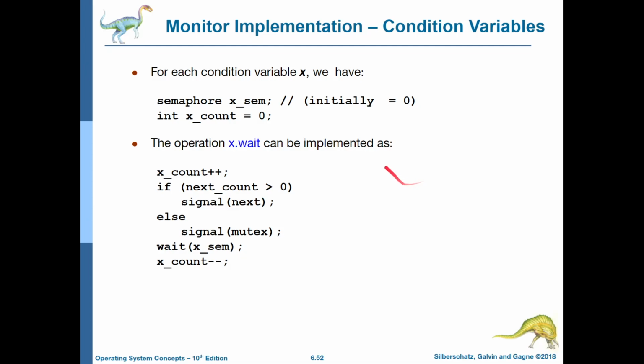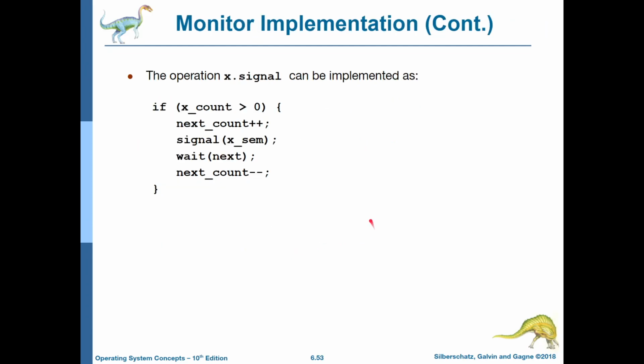How do we do this with a condition variable? Again, we have a semaphore, and now we have a condition variable count. We increment the count and make sure that we can signal the next. If next count is greater than 0, it will signal next, and otherwise it will signal the mutex, then perform the wait. And here's the signal: if the count is greater than 0, it'll increment next count, perform a signal on that semaphore, wait for next, and then decrement next count.